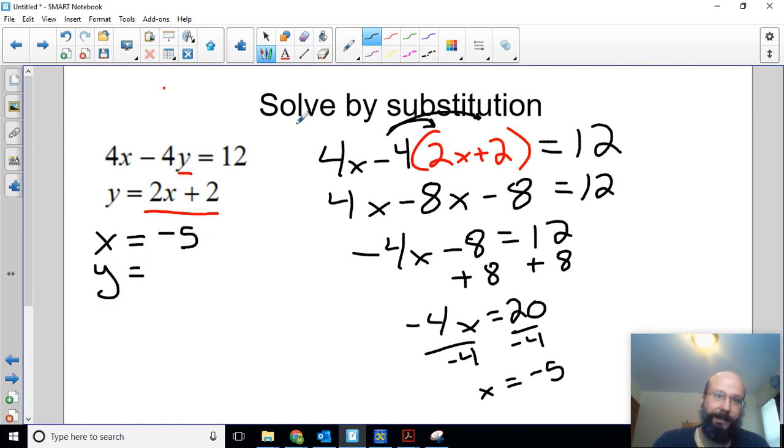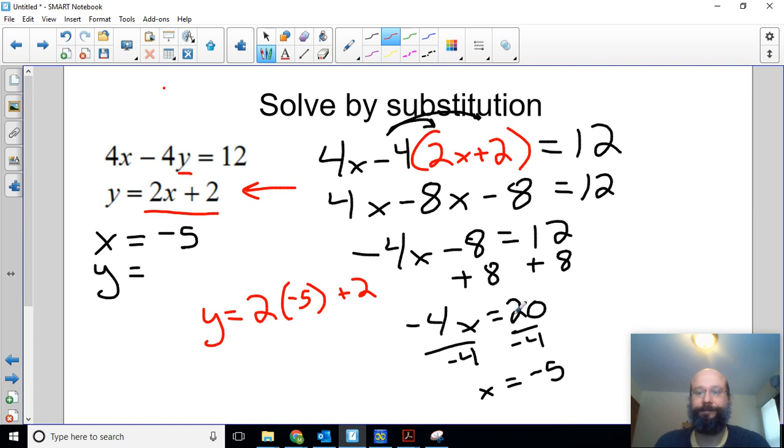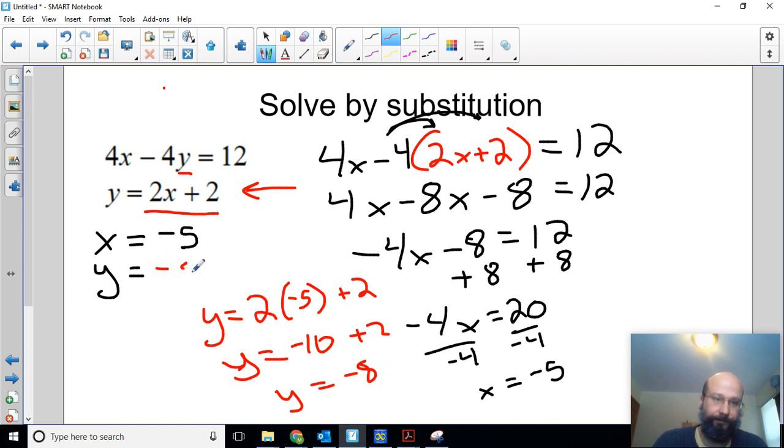And now I need to find my y. So I'm going to use this one again. Right? Y equals 2x plus 2. Y equals 2x, but instead of x, I'm going to use this answer. Negative 5 plus 2. Right, I used the x value that we found, and I just substituted in for this x to find out what y really equals. So y is going to equal 2 times negative 5 is negative 10 plus 2. Y equals negative 8. So as an ordered pair, that would be negative 5, negative 8.